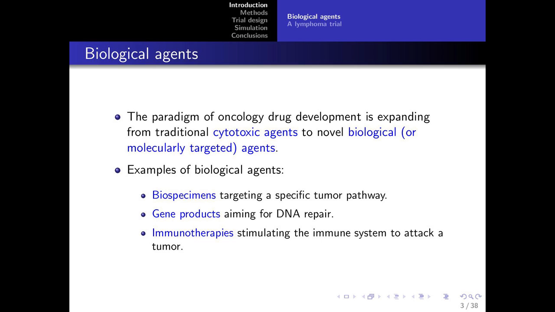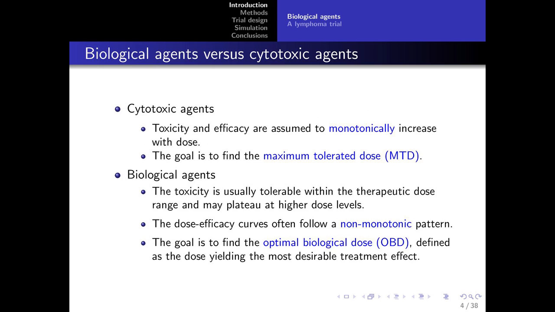Recently, the paradigm of oncology drug development is expanding from traditional cytotoxic agents to novel biological agents. Examples include biospecimens targeting a specific tumor pathway, gene products aiming for DNA repair, and recently immunotherapy has become a very hot field in cancer treatment. So page 4. Biological agents are very different from conventional cytotoxic agents.